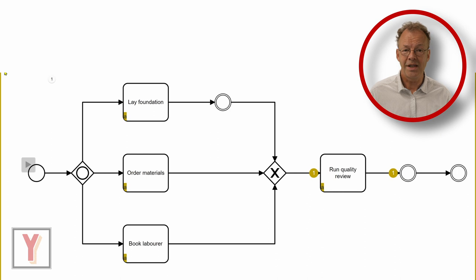We have inserted an intermediate event after lay foundation simply for demonstration purposes. This way we can see that the run quality review task is executed twice.